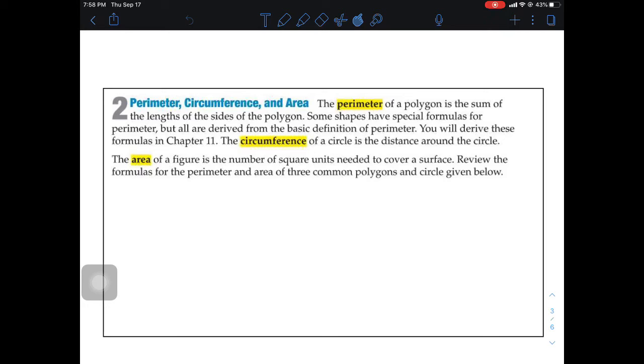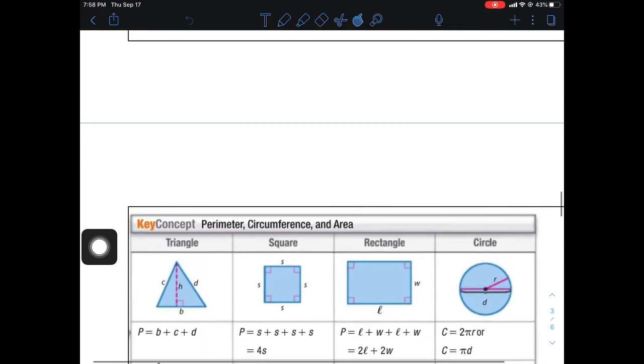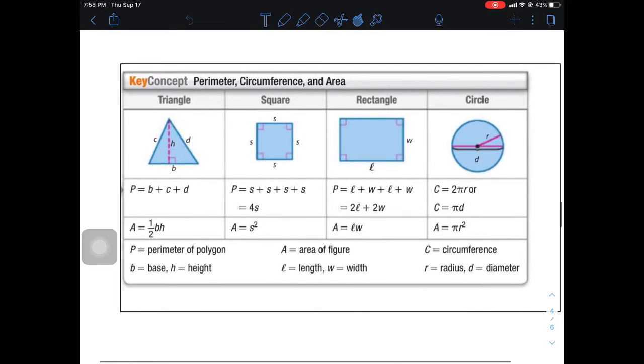Part 2 of this lesson looks at the perimeter, circumference, and area. Perimeter of a polygon is the sum of the lengths of its sides, and the circumference is the distance around the circle. The area of any figure is like the space in between. So let's just look at some examples and it'll be easier to describe.